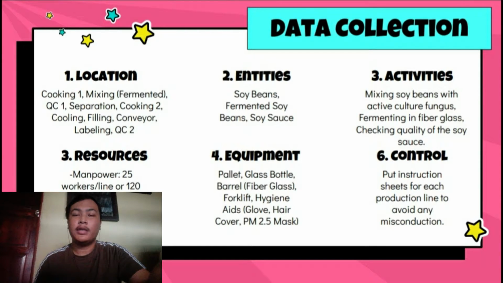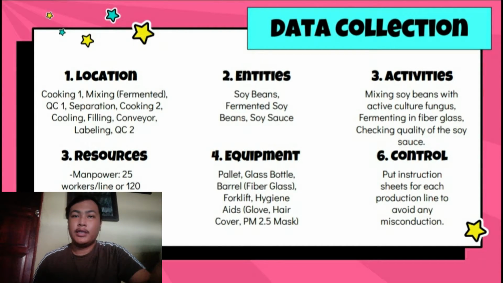The second data collection is entities. Entities are items in the system that represent the input and will become the output after the completion of the process. ZARA Foodstuff Industry Sdn Bhd has three entities: soybean, fermented soybean, and soy sauce.